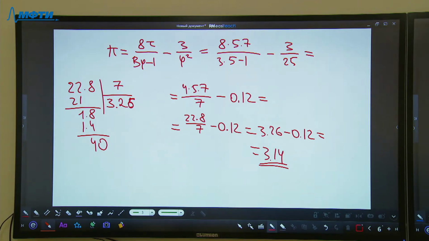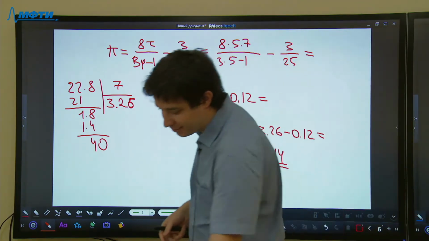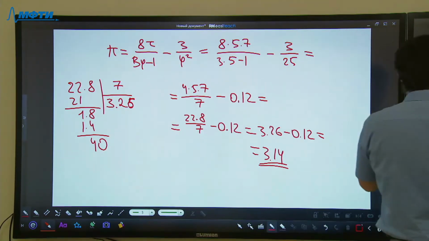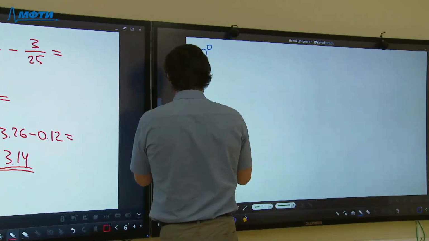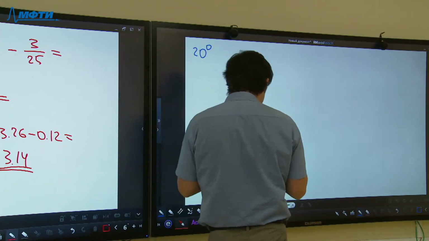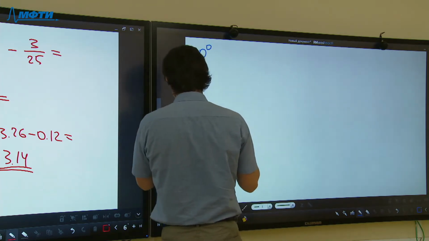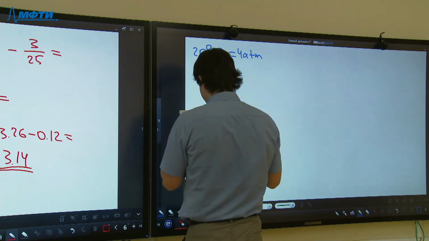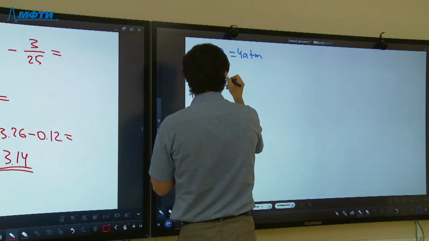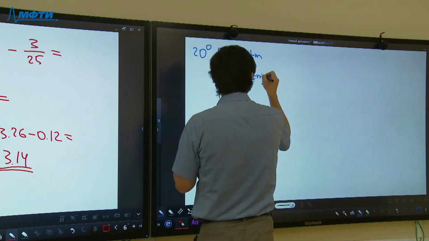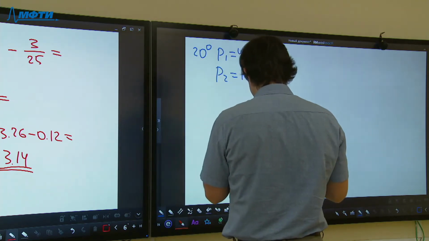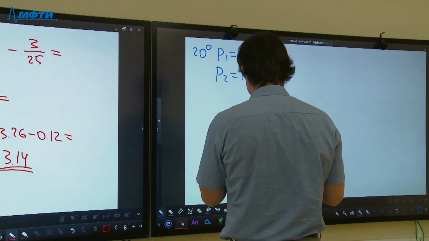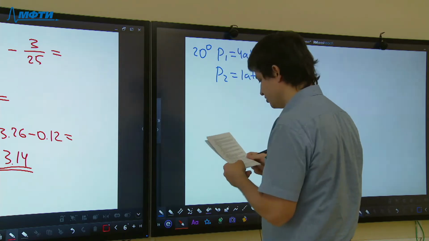Okay, so now we get to the next problem, which is problem number 20. Oh, that's about something like entropy. Find the entropy change of an ideal gas throttled through a porous partition if the initial pressure P1 is 4 atmospheres and the final pressure P2 is 1 atmosphere. It says for the ideal gas. That's interesting, for the ideal gas.